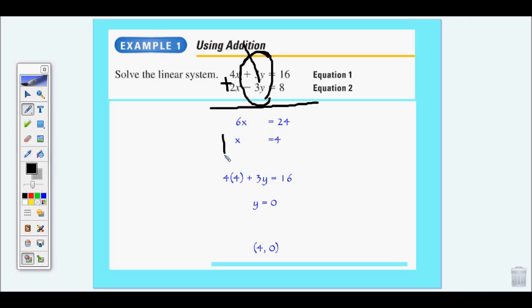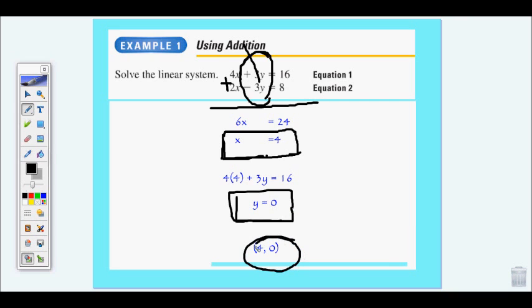Now that I've solved for one variable, I can do the same procedure I did in 7.2, and substitute that into either equation. I'm going to use the one with all positives. So 4 times 4 plus 3y equals 16. So that would be 16 plus 3y equals 16. So I know that my y would equal 0. So my solution written as a coordinate point would be (4, 0).